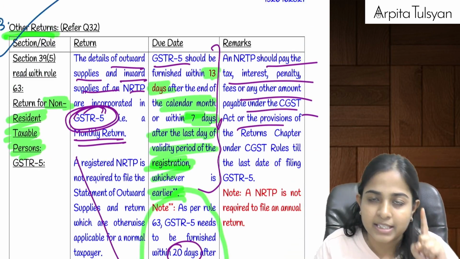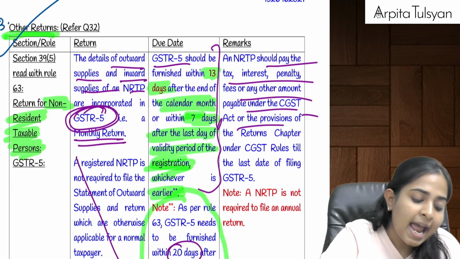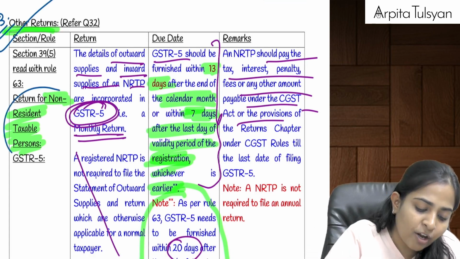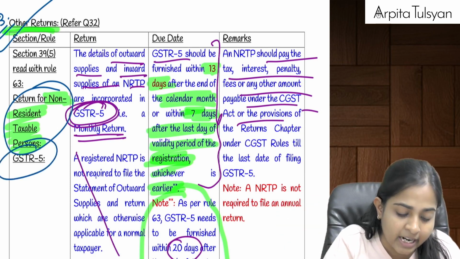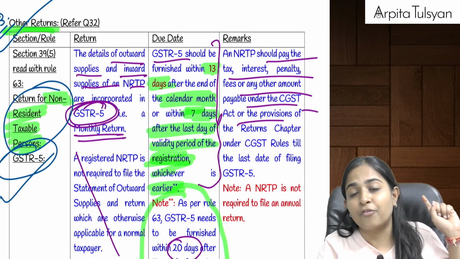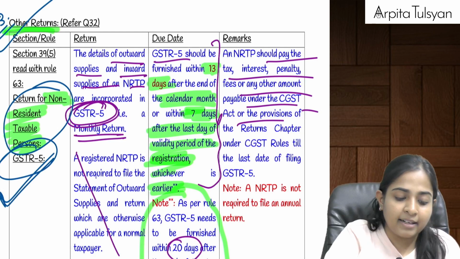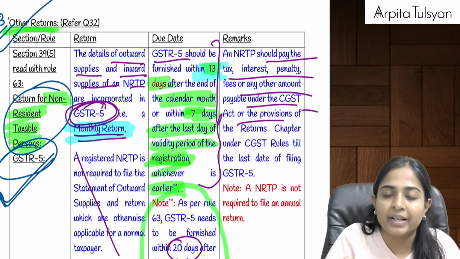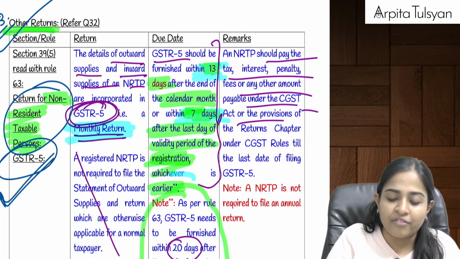The first return we saw was GSTR 3B. The second return we saw was GSTR 4 for the composition dealer, and the next ones are your other returns. Now, other returns for NRTP, a non-resident coming from outside India and selling goods here in India. They were required to obtain registration, but not required to file GSTR 1 or 3B, so they have to file GSTR 5. It is a monthly return, which they are required to file within 13 days after the month gets over, or within 7 days from the validity of their registration getting over, whichever is earlier.